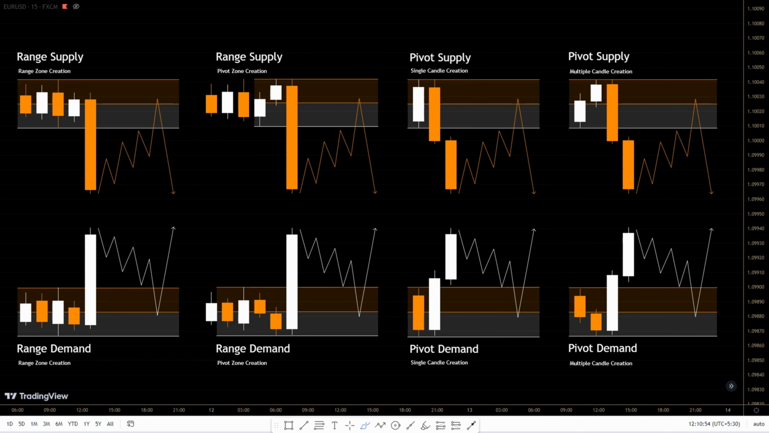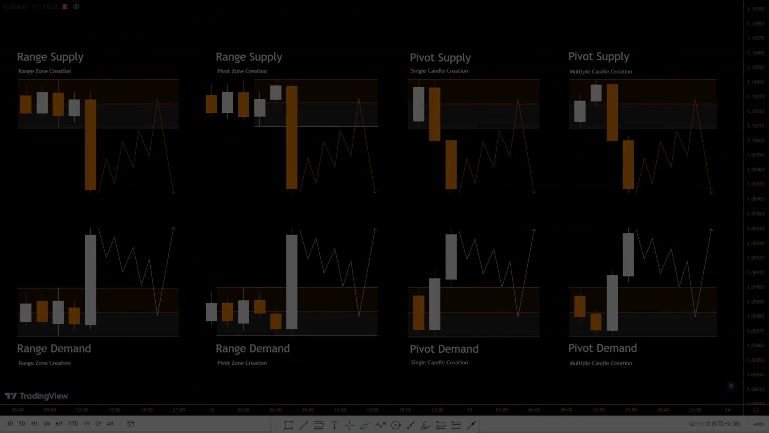In the last lecture, we saw the four models: range created supply, range created demand, pivot created supply, and pivot created demand. Now, how can we use these models in mapping out the chart, and based on this mapping, how do we have to enter into the market?